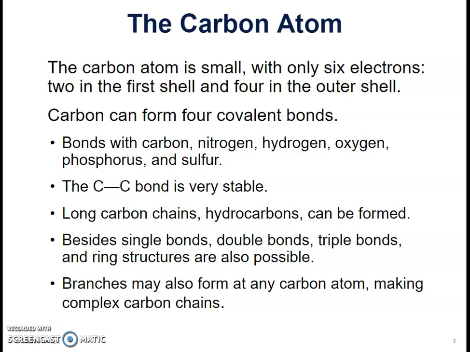Carbon can also form double covalent bonds and triple covalent bonds, meaning that it shares more than 1 pair of electrons with another atom. So it can share up to 6 electrons with another atom. Ring structures are also possible with carbon-based atoms, which is important moving on. So just make a little note of that. These hydrocarbons, these long chains of carbon and hydrogen atoms bonded together, can form branches, making these carbon chains very, very complex, as you'll see in later slides.